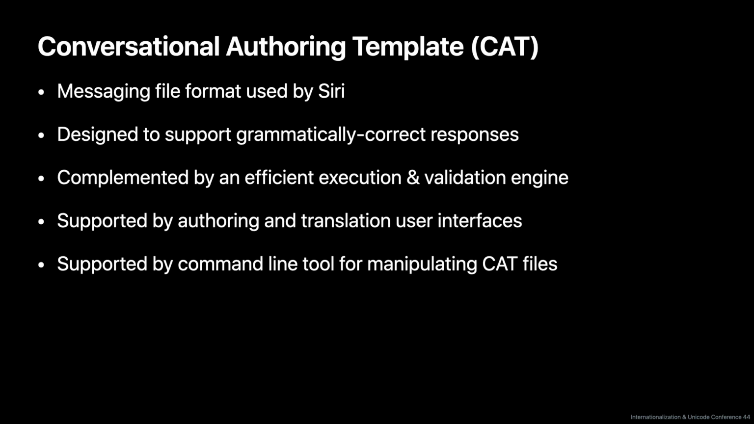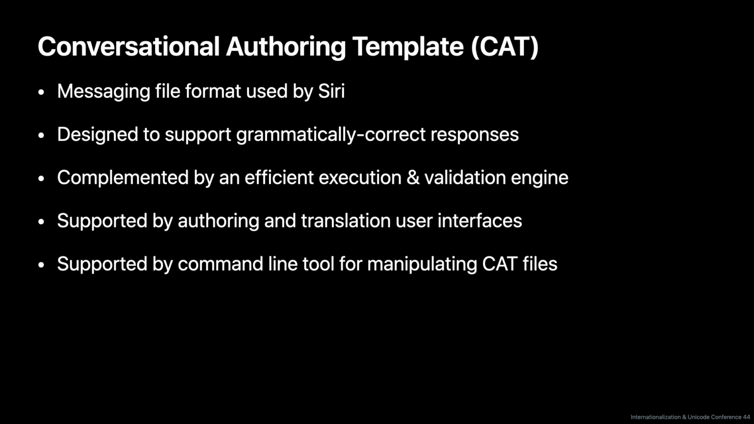Thank you, George. So in the second part of this presentation, we're going to talk about how we try to solve these issues at Apple so that we can generate grammatically correct responses for Siri. We do this using a messaging format we call Conversational Authoring Template, or CAT for short. There are several parts to the CAT infrastructure at Apple. There's the file format itself, which we'll talk about in a moment. Then there's a runtime library, which is implemented for all Apple platforms.